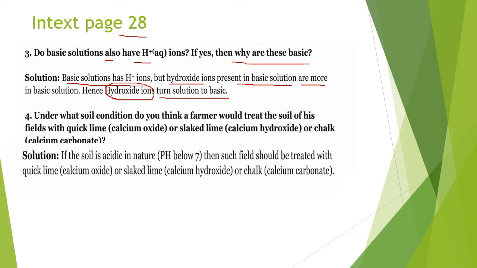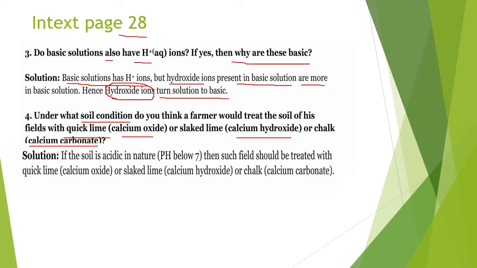Question number 4. Under what soil condition do you think a farmer would treat the soil of his field with quicklime, that is calcium oxide, or slaked lime, that is calcium hydroxide, or chalk, that is calcium carbonate? So dear children, all these three, quicklime, slaked lime, and calcium carbonate, are compounds of calcium. And when it dissolves in water, it will form calcium hydroxide, that is, it forms a base.